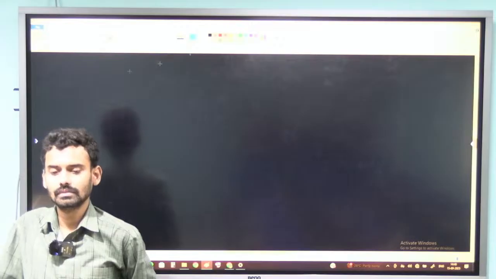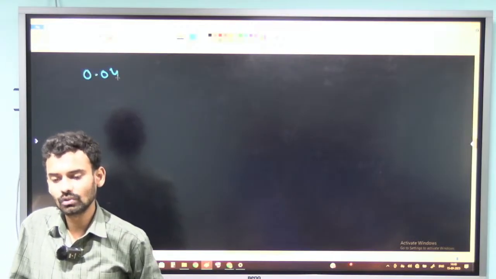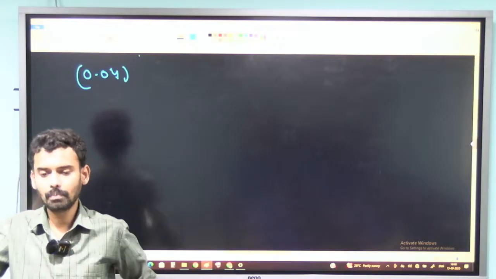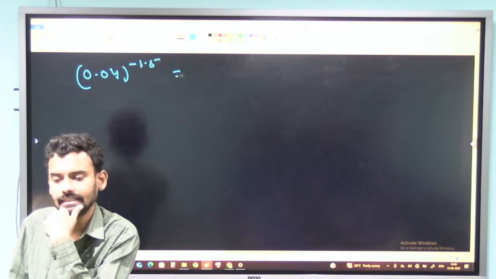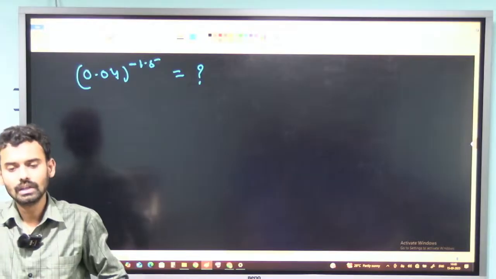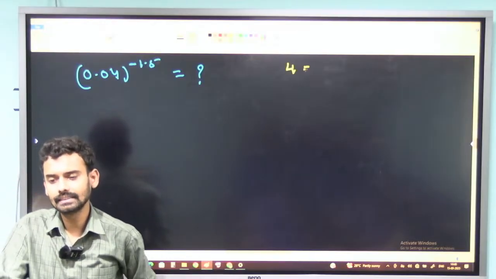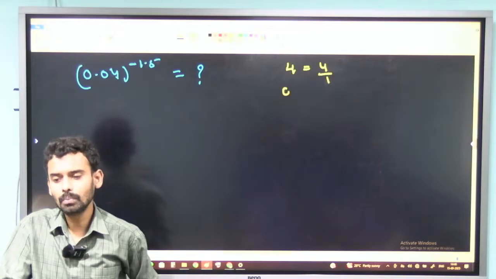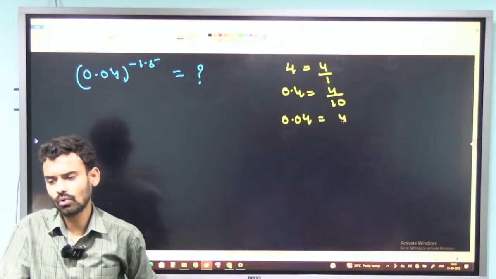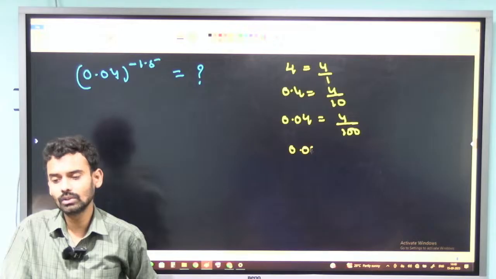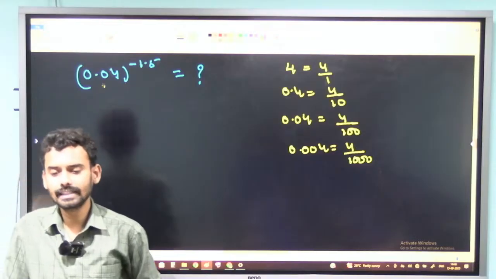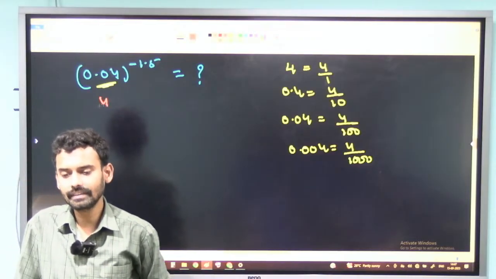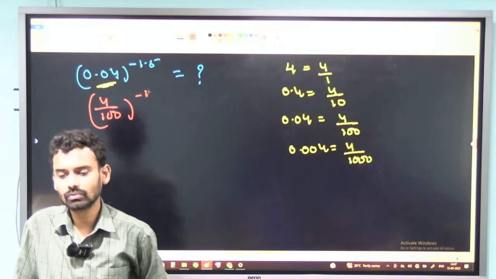Next question. Suppose we have the question 0.04 to the power of minus 1.5 is equal to question mark. Now as we know, 4 can be written as 4 by 1, 0.4 can be written as 4 by 10, 0.04 can be written as 4 by 100, similarly 0.004 can be written as 4 by 1000, and so on. So here we have 0.04, so we can replace this by 4 divided by 100 whole to the power of minus 1.5.